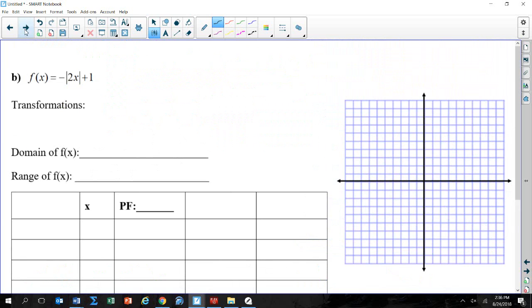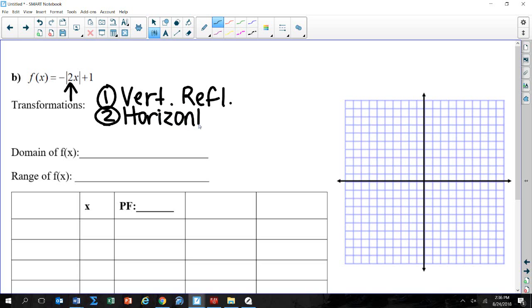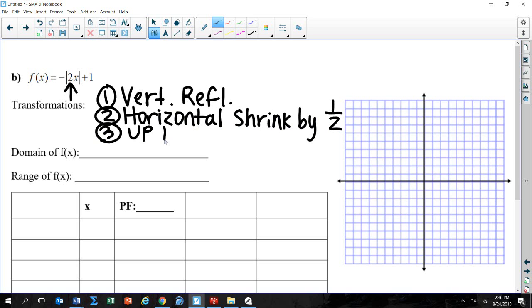I'm going to fly through this one really quick just so you can see an example of a graph that opens down. Transformation-wise, we can see a negative out front. That's your vertical reflection. What's the 2? I have a 2 inside the absolute value bars. It's horizontal. Is it going to be a stretch or shrink? Opposite of what you think. Good. So it's going to be a horizontal shrink by what? The reciprocal of 2 is 1/2. Good. And then the +1, that's up 1.